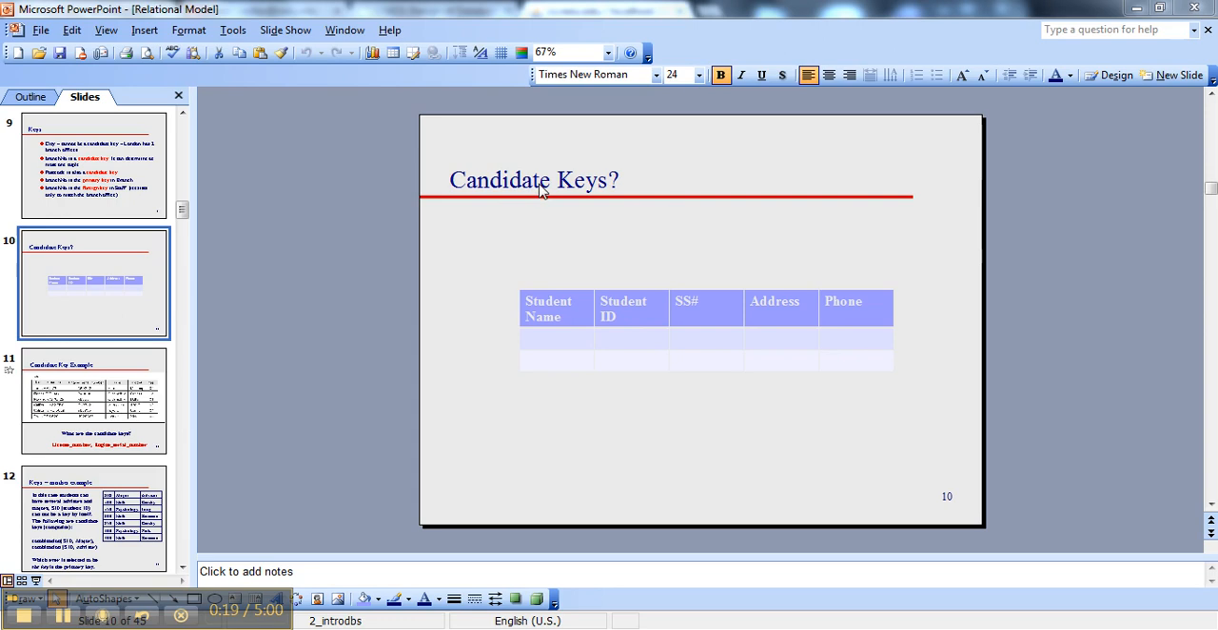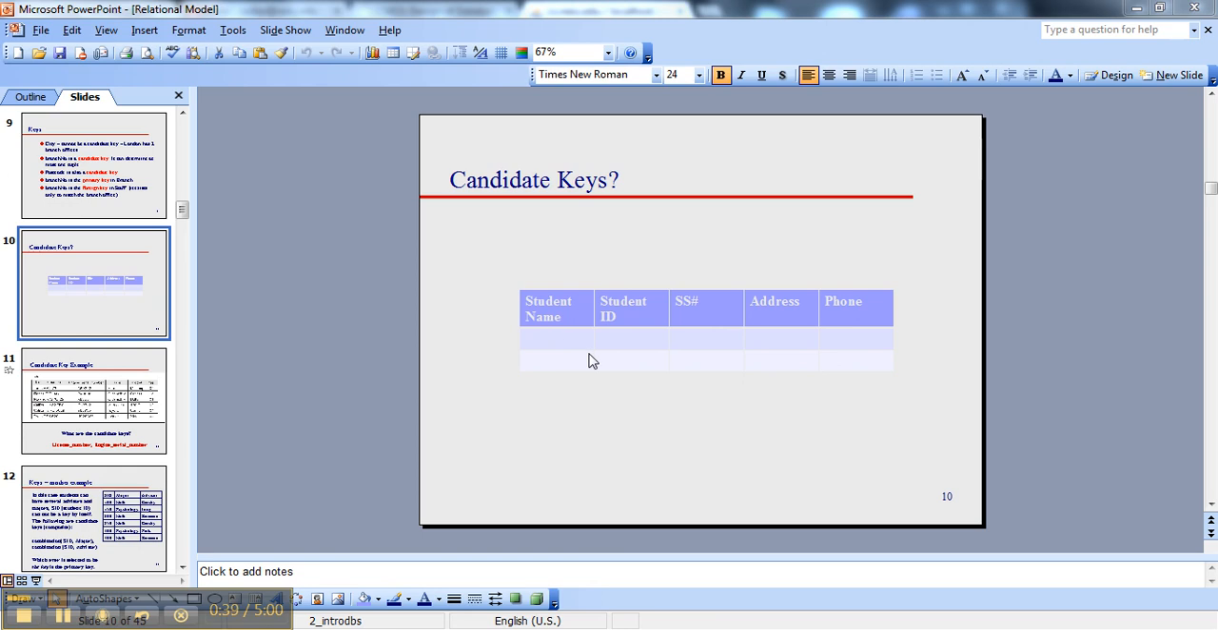A candidate key, there could be more than one choice. So a candidate key would be all the possible choices. So for example, look at this table. I have a student name, a student ID number, social security number, address, and phone number. So you could imagine a table like this in our university. So we have all this information.